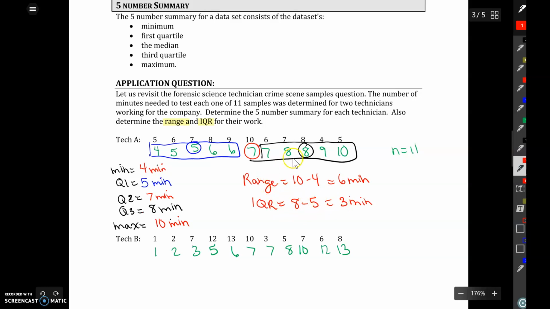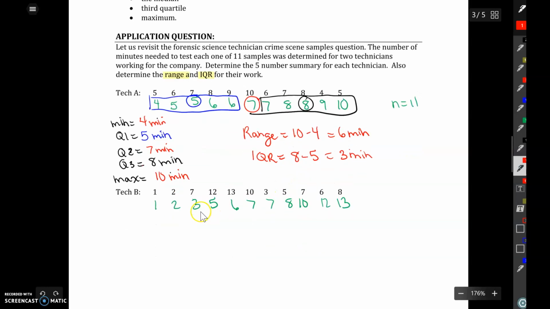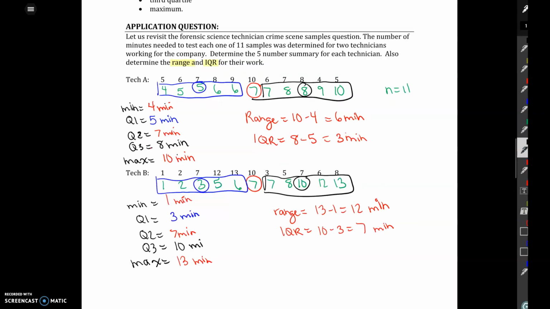Okay, again, if you haven't done it already, pause the video and calculate the same values for technician B now, and then resume the video to check your answers. Technician B has a minimum value of 1 minute, a maximum value of 13 minutes, giving them a range of 12 minutes. They have a median value of 7 minutes, a Q1 value of 3 minutes, and a Q3 value of 10 minutes. This means their interquartile range value is 7 minutes.